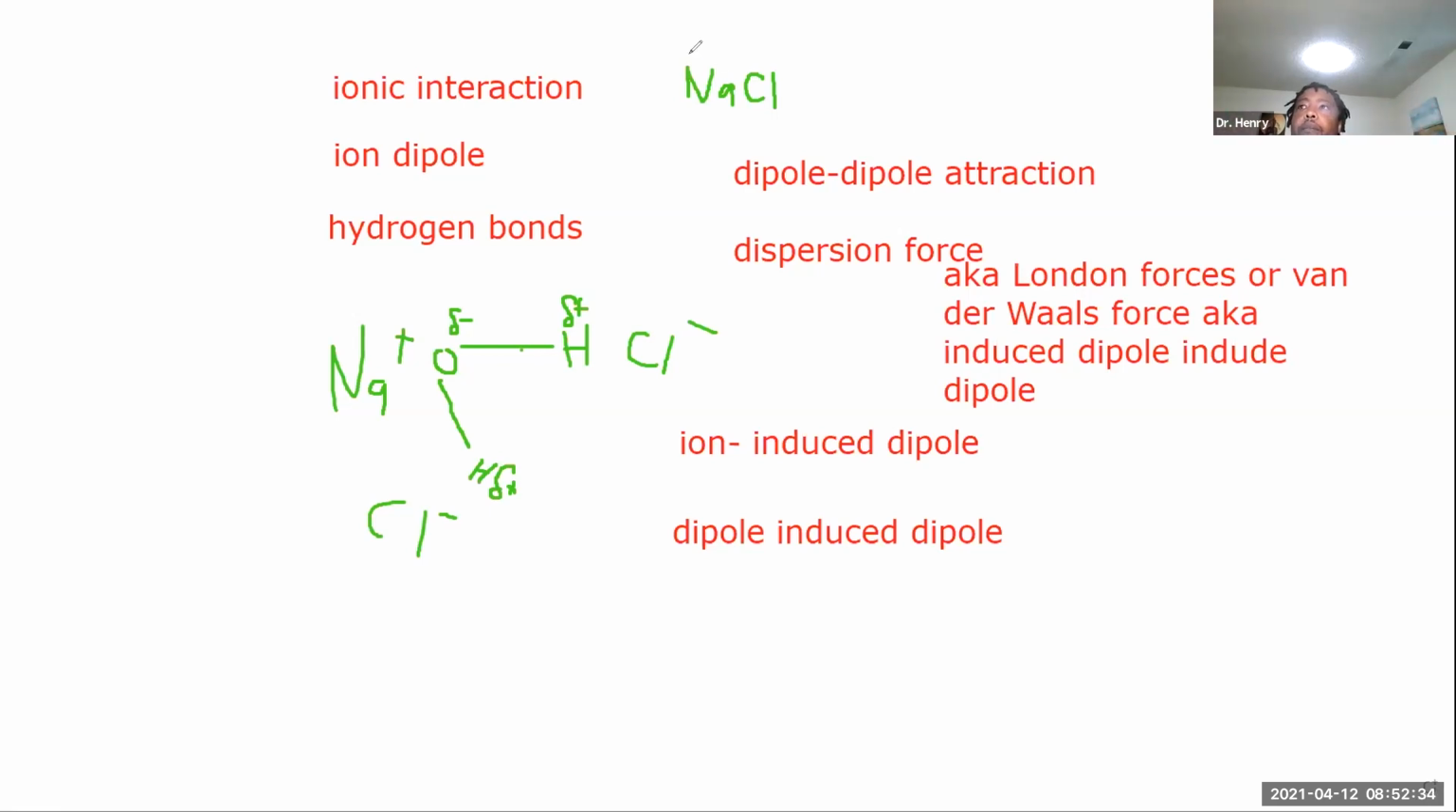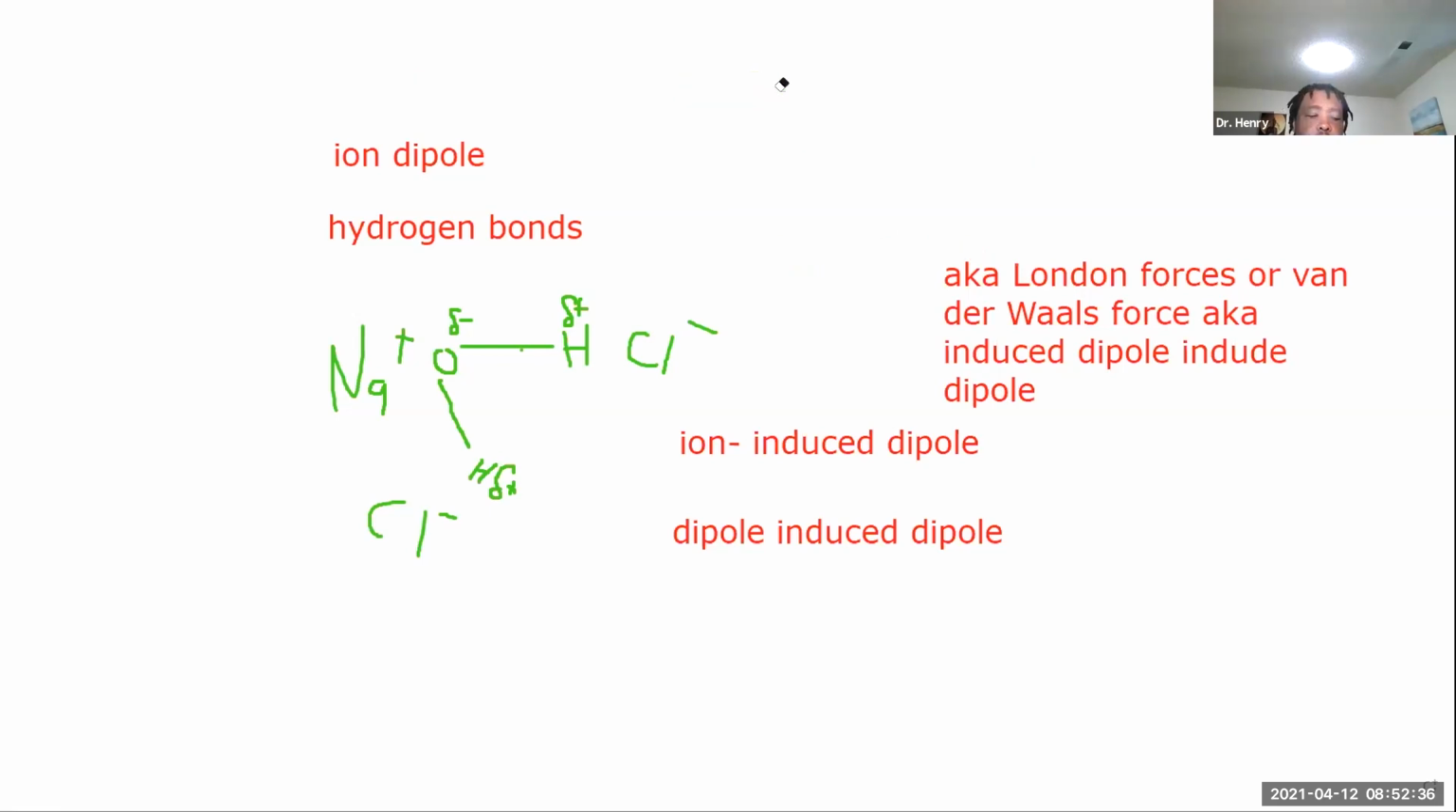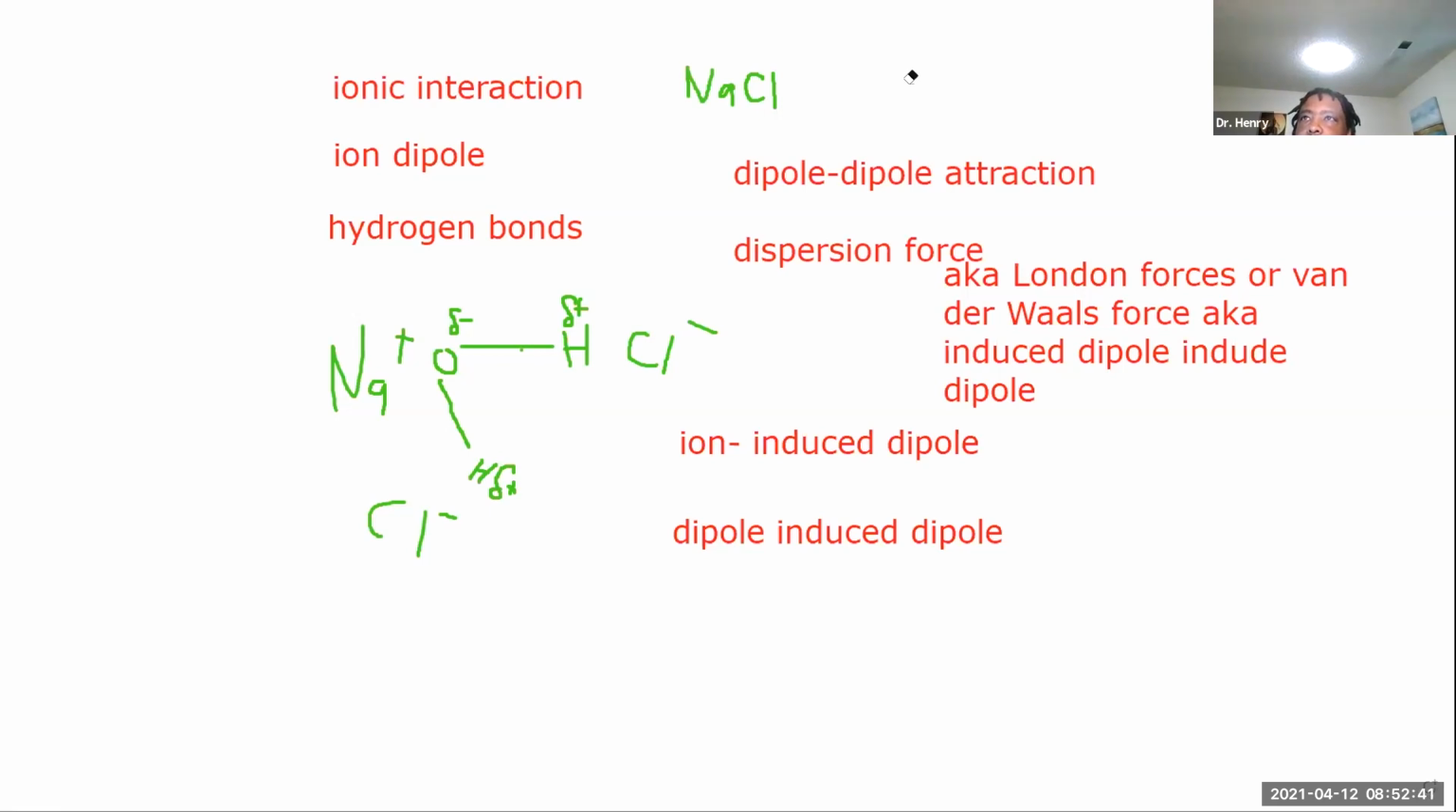So we could also do ammonium acetate, which is C2H3O2. Do you see that? So that's an example of ionic interactions in general, right?